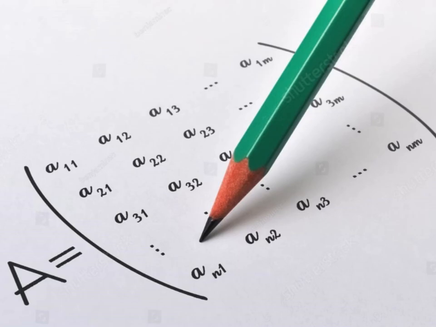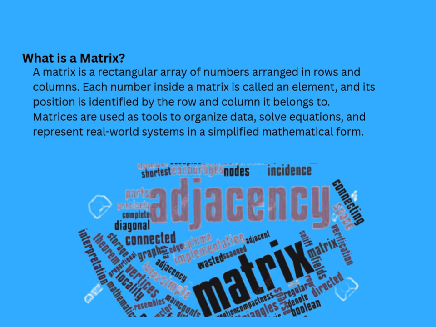So at first, let's try to understand what matrix actually is. A matrix is a rectangular array of numbers arranged in rows and columns. Each number inside a matrix is called an element, and its position is identified by the row and column it belongs to. Matrices are used as a tool to organize data, solve equations, and represent real-life systems in a simplified mathematical form. The elements used in a matrix can be numbers, alphabets, or any kind of sign which represents certain data.